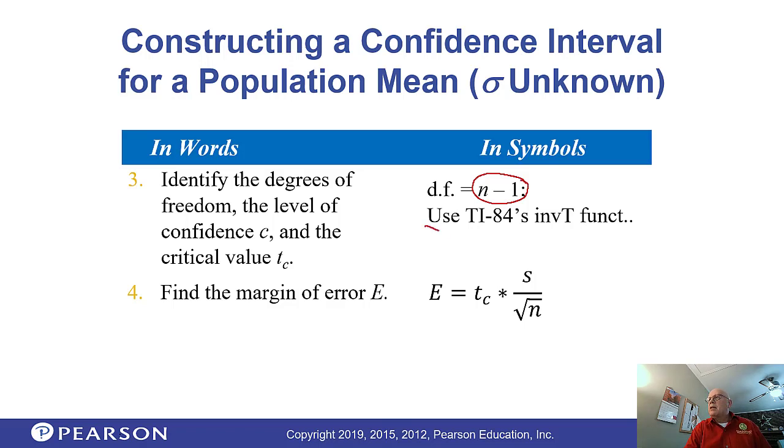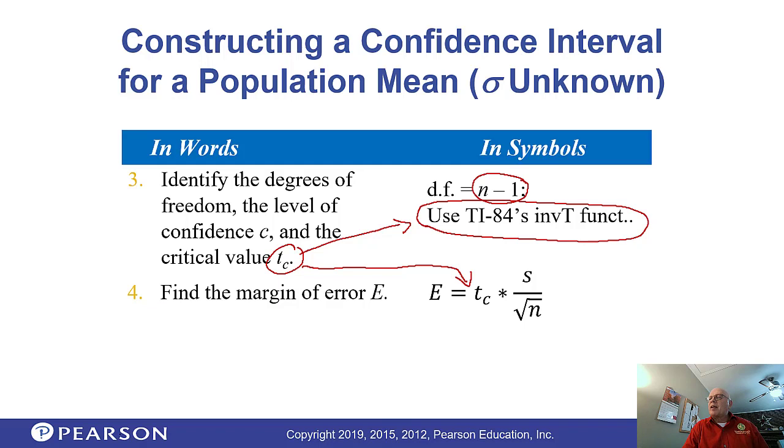To do that, get t sub c. And that t sub c you can find by using the TI-84's inverse T function or by using the T table. Using that t sub c, then use this formula, which should look familiar from the last chapter. Multiply that critical t value times the sample standard deviation divided by the square root of the sample size, and you'll get your margin of error, big E.